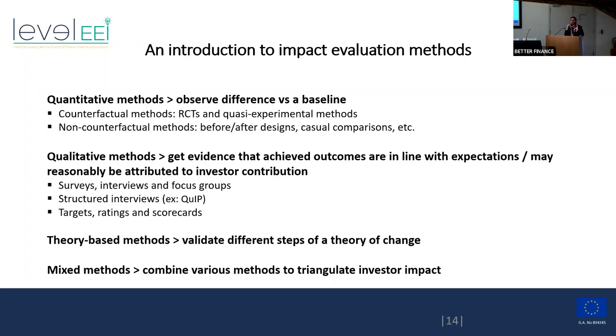So even if you're not sure that you are the cause of the positive outcomes, if every single step is exactly the same as what you predicted, most probably you were successful in delivering impact, because your whole theory of change is validated. And finally, you are not forced to limit yourself to one single method because they are all imperfect in a sense. So another way is just to combine methods that are imperfect. Let's say a very gross quantitative method plus a very gross qualitative method, but the two of them help to triangulate investor impacts. So this is how it is done in other sectors. Most of the time, they rely on mixed methods.